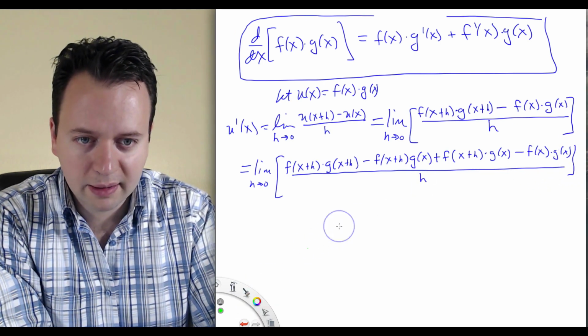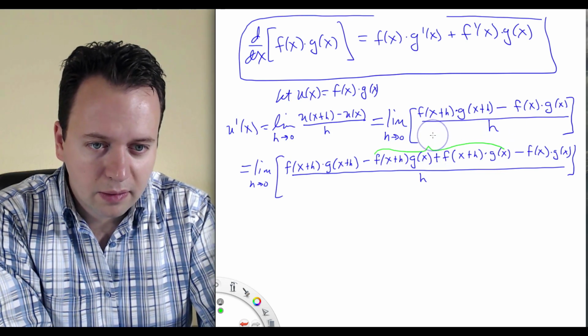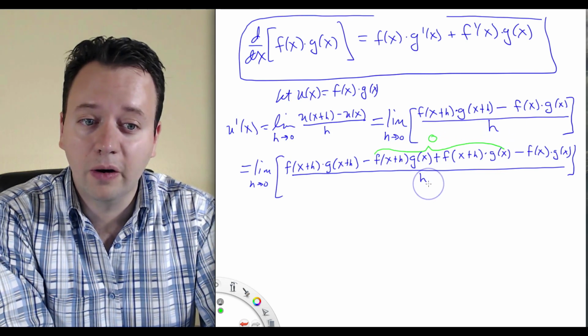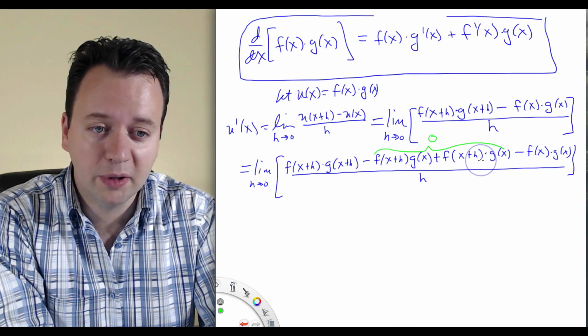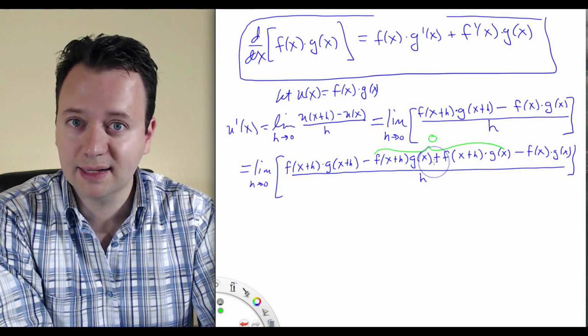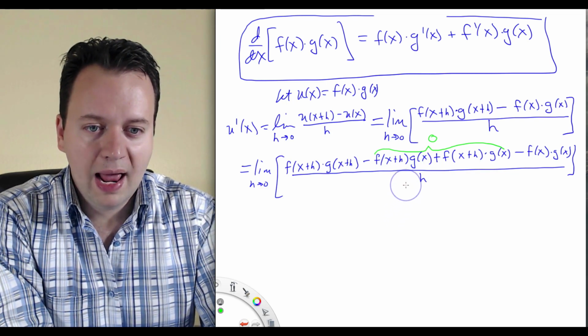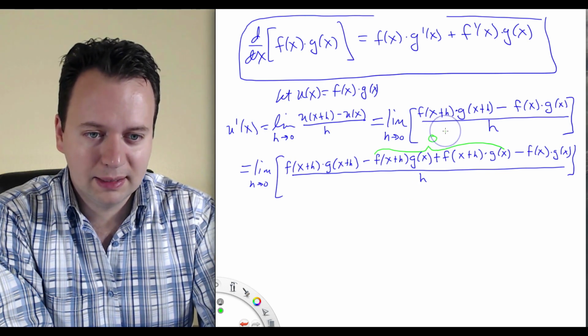So notice that these two terms are exactly 0: f of x plus h times g of x minus f of x plus h times g of x, and that's how I can get away with this. So next I'm going to separate this.